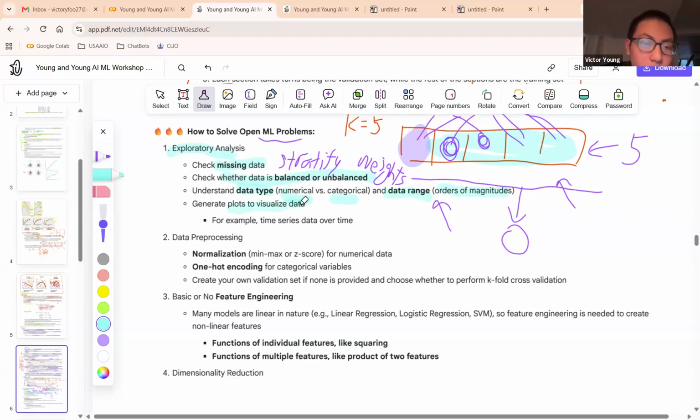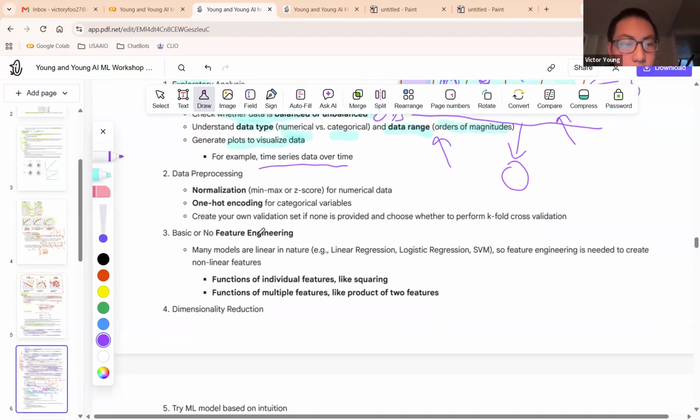Next, you can also generate plots to visualize data. For example, time series over time. That's very good. So you get to know what the data looks like.